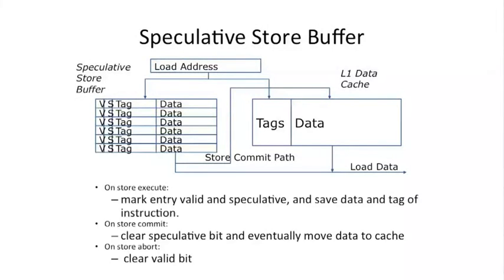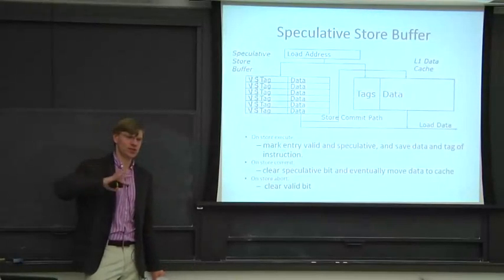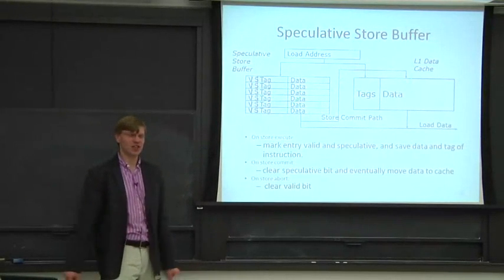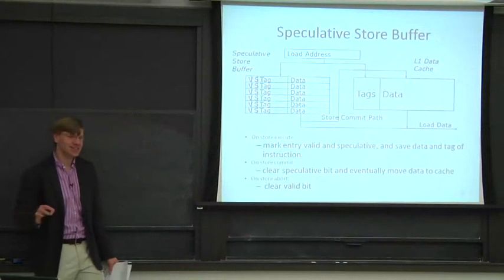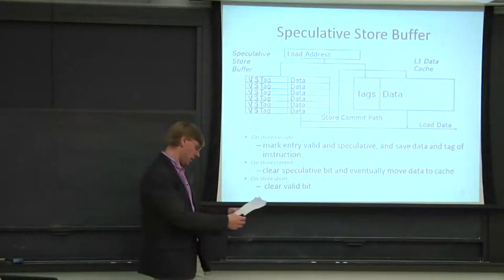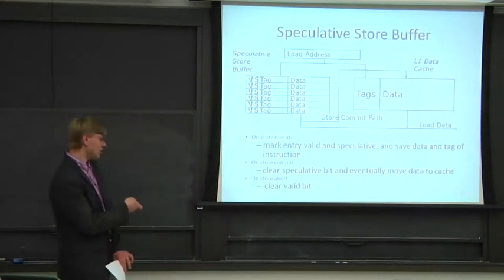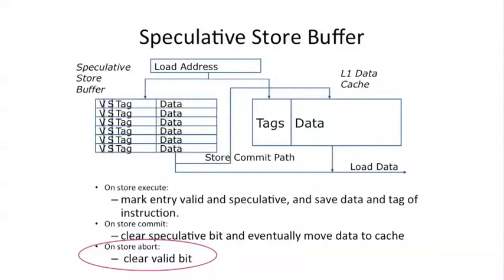And then sometime in the future, we have to eventually move the data into the data cache, because this structure will get full. If we fire enough stores against it, it's going to get full. So it's probably a good idea to go move that data into the data cache at some point. We can do that at our convenience, though. And if the store aborts, this is important here. So if the store, let's say, was speculative itself, and it's on the wrong side of a branch or something like that, we just remove it from this table.